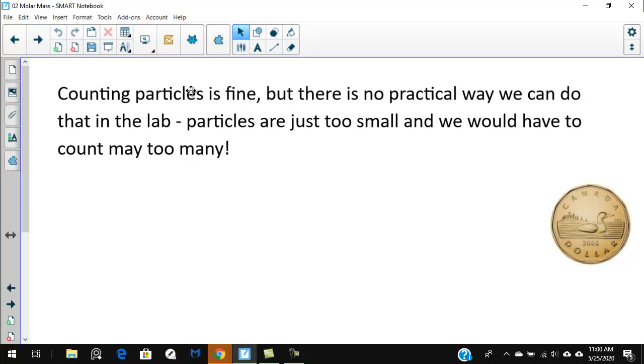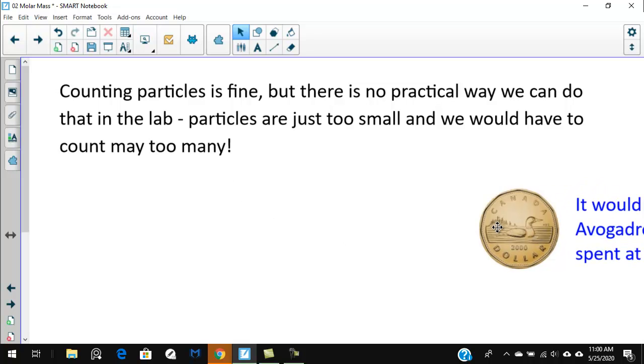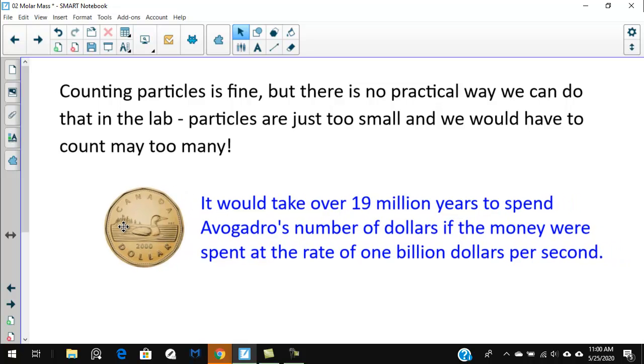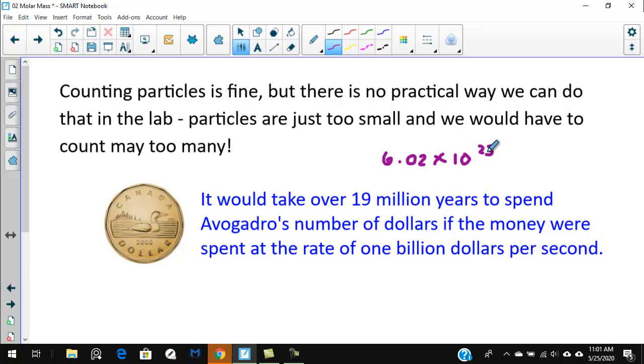We could try just counting the particles, but there isn't really a way to do that. They're too small for us to count. We can't physically see them. And here's a little analogy: it would take you over 19 million years to spend Avogadro's number of dollars. So remember that's 6.02 times 10 to the 23rd dollars. If you were given that, it would take you 19 million years to spend it, and that's spending at a rate of $1 billion a second.